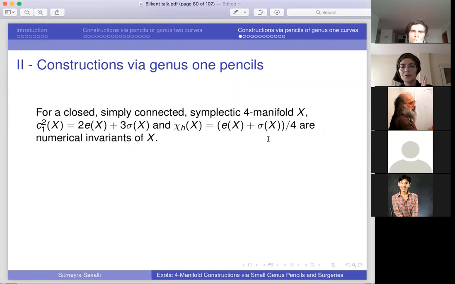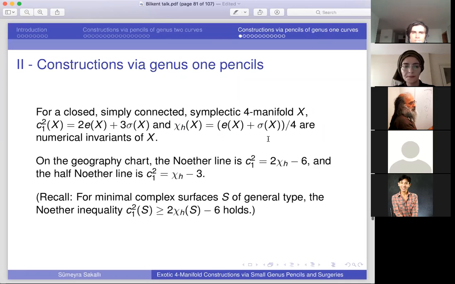And we have a geography chart. It is coming from the theory of complex surfaces, and it is the C1 squared and chi-h chart. On that chart, we have some special lines. The Noether line is given by the equality C1 squared equals 2 chi-h minus 6, and the half Noether line is C1 squared equals chi-h minus 3. In my work, I have made constructions lying in between these two lines. Also recall that for minimal complex surfaces of general type, the Noether inequality holds, so all such complex surfaces lie above the Noether line. But when you consider symplectic manifolds, it's not true. You can have many manifolds lying below that Noether line.